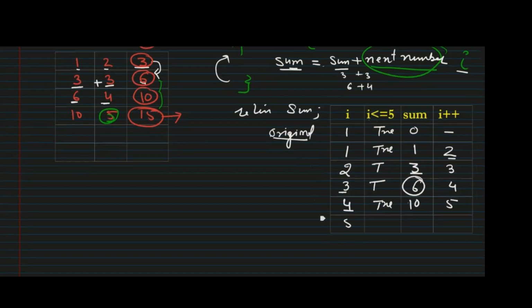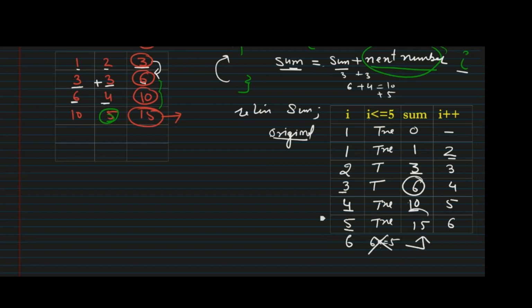In the next iteration, the value of I will be 5. 5 is less than or equal to 5. 5 is exactly equal to 5, so it will return true. And what will be the sum? Sum will be the result of the previous value, which was 10, plus I, and I is 5 over here. So it will be 15, and the iteration will be 6. So in the next step, the iteration will be 6, and is 6 less than or equal to 5? No, it is not. So we will return from here.